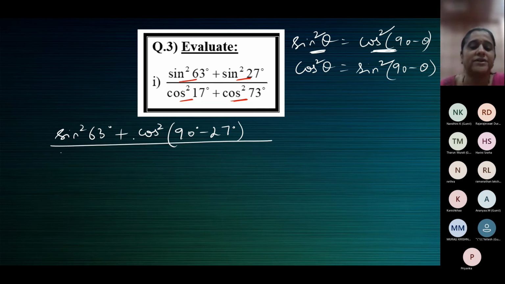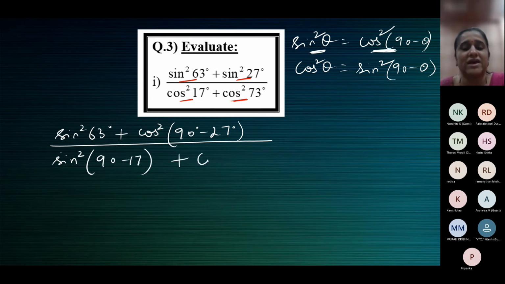Divided by, in the denominator, supposing we change cos square 17. So cos square theta is equal to sine square 90 minus theta, which is 90 minus 17. Plus write the other one as it is. Let's see if this is working. The idea is that we get the numerator and denominator to look like the identity sine square theta plus cos square theta, so that we can write one.